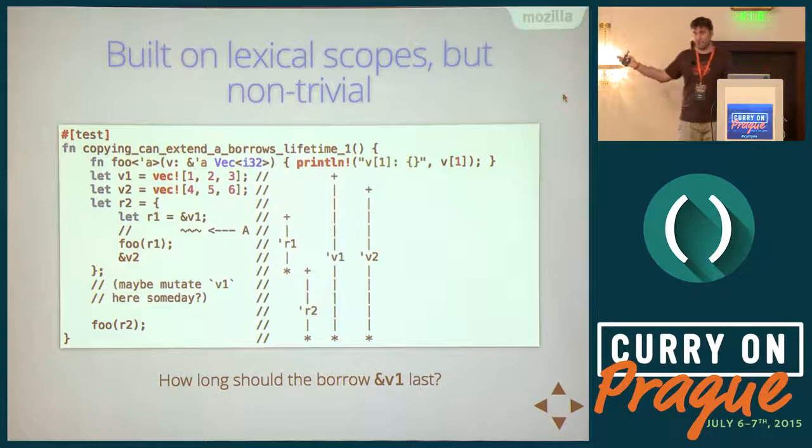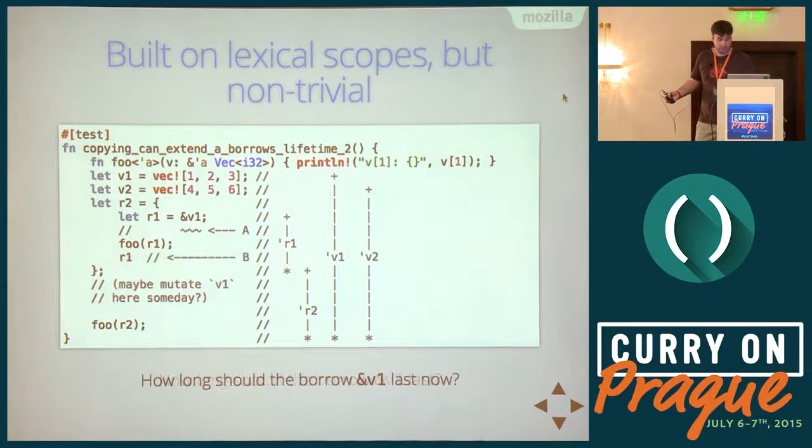The computation involved here and the analysis involved is not just a simple matter of doing a trivial analysis of lexical scope of variables. In particular, in this example, how long should the borrow that I have highlighted with the letter A there last? If you read over this code, you can see that R1 is only used in the call to foo, and so it doesn't need to last very long at all. It can last just for as long as R1 does. That borrow of V1, where it says A, doesn't need to live longer than that. So that could be a very short borrow.